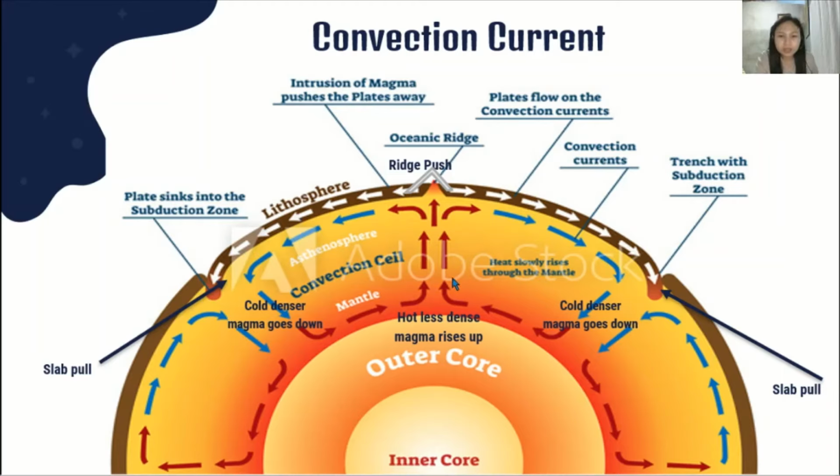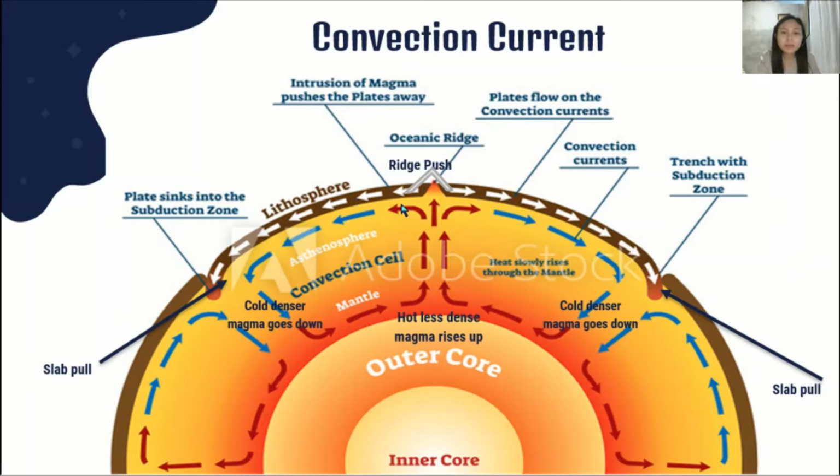So here again, hot, less dense magma will rise up because it is less dense. It has energy and heat coming from the core. If it reaches the oceanic ridge or the upper mantle, it will move in separate directions and some will ooze up in the oceanic ridge, pushing the two plates in the divergent plate boundary. So that process is called ridge push.